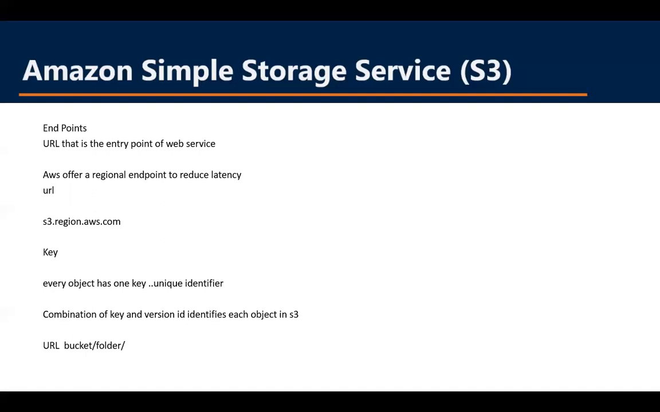Every object has one key, a unique identifier that is defined in the form of a URL: the bucket, the folder, or the subfolders that we create in the bucket. With the combination of the key as well as the version ID, we can identify each object placed in S3.